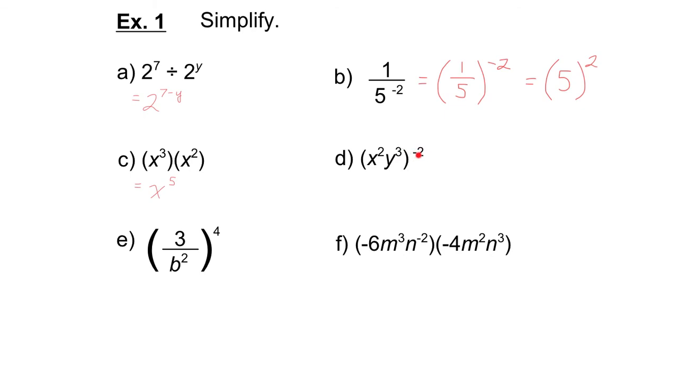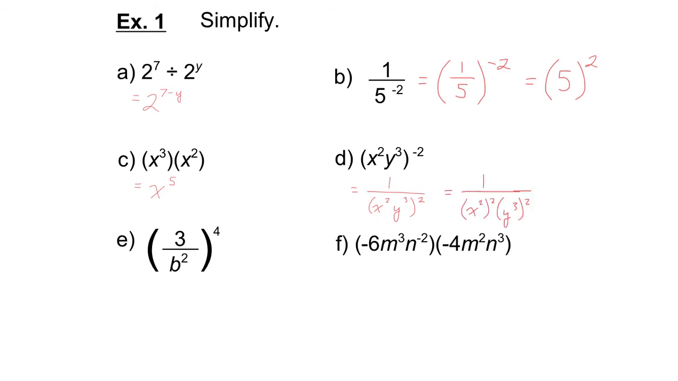Now this exponent of minus 2 appears right beside the brackets. So that means this whole thing in the brackets has an exponent of minus 2. Now the rule for a negative exponent is to take the reciprocal of the base and make the exponent positive. So I can rewrite this as 1 over x squared y cubed to the exponent positive 2. So now I have this exponent of 2 on both these powers. So x squared to the exponent 2 times y cubed to the exponent 2.